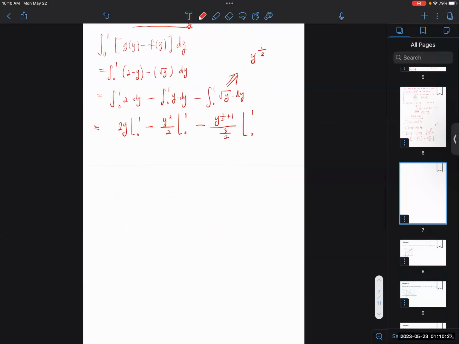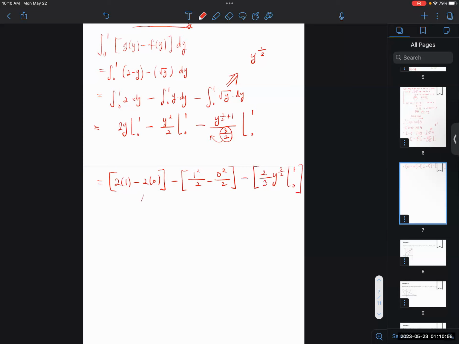So we're going to calculate that. 2 times 1 minus 2 times 0. And then we have 1 squared over 2 minus 0 squared over 2, minus. And then if you flip over, this is a 3 over 2, y to the 3 over 2, my bad. You're going to flip over, 2 over 3 y to the 3 over 2, from 0 to 1, right?